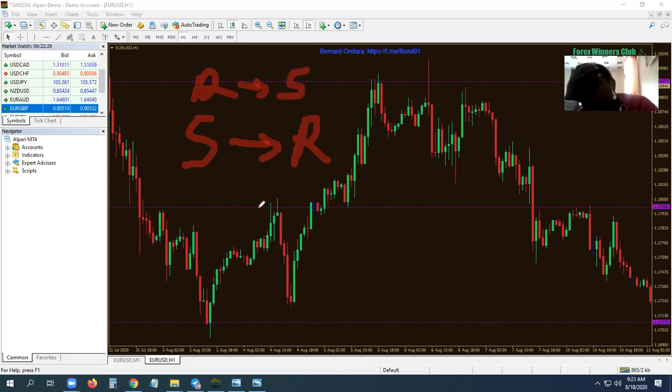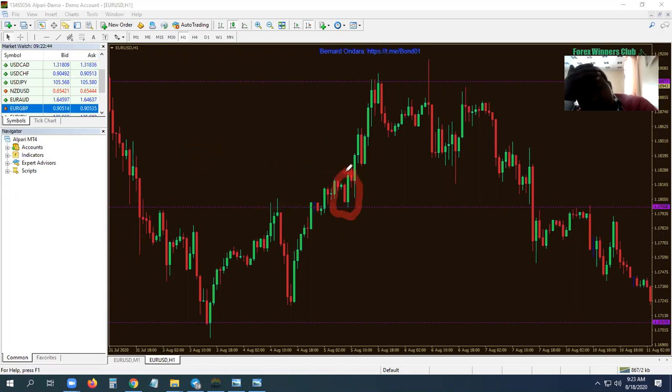So this was resistance. It has been broken by these candles. The candles have gone up. When they come back to the same level, it's no longer resistance, rather it's what? Support. So you can now trade this bullish engulfing. Okay?